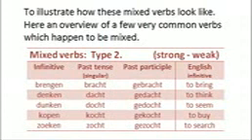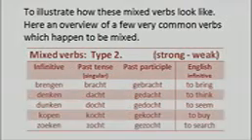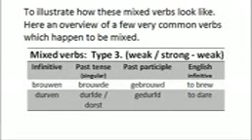Type 2. Brengen, bracht, gebracht. Denken, dacht, gedacht. Dunken, docht, gedocht. Kopen, kocht, gekocht. Zoeken, zocht, gezocht. Type 3. Brouwen, brouwde, gebrouwd. Durven, durfde of dorst, gedurfd.